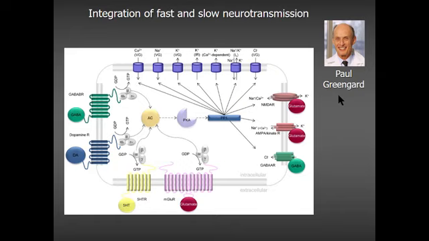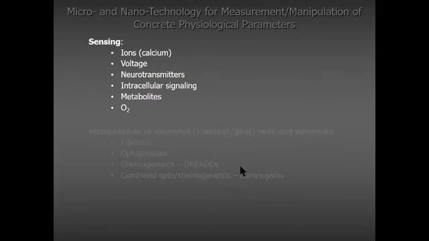And now, because we also want to be scholarly, we need to mention Paul Greengard. He got his Nobel Prize in the year 2000 for the discovery of this type of network that integrates fast and slow neurotransmission. So now, with this in mind, let's take a look at how we can sense calcium and voltage.